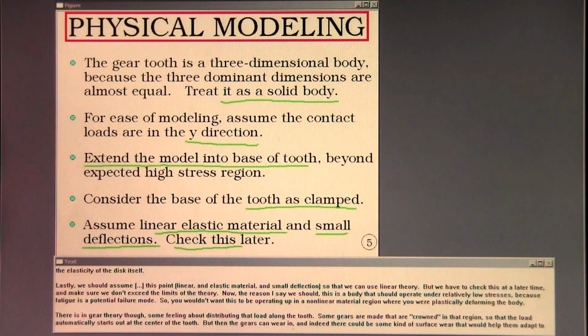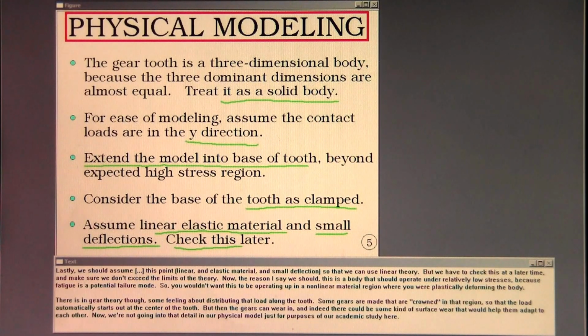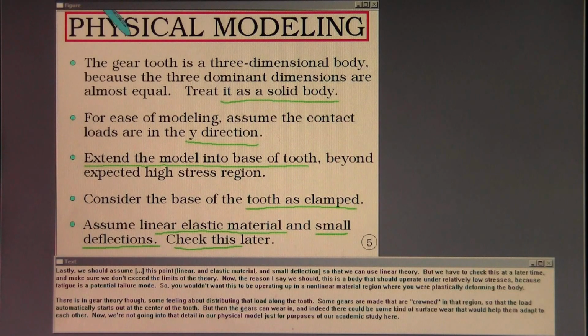There is in gear theory, though, some feeling about distributing that load along the tooth. Some gears are made that are crowned in that region so that the load automatically starts out at the center of the tooth. But then the gears can wear in, and indeed there could be some kind of surface wear that would help them adapt to each other. Now, we're not going into that detail in our physical model, just for purposes of our academic study here.